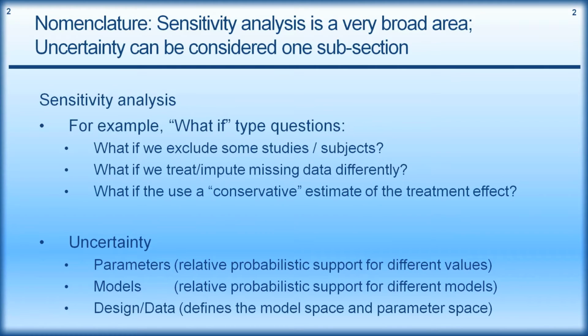For uncertainty, we can really think about parameter uncertainty, and here we can talk about more objective measures. Perhaps some of those earlier ones are somewhat subjective decisions, but when we talk about parameters, we can talk about the relative probabilistic support for different values. So how one value is supported more by the data and another value is supported less. Similarly with models, especially if they're nested, we can talk about the relative support for one model versus another model.